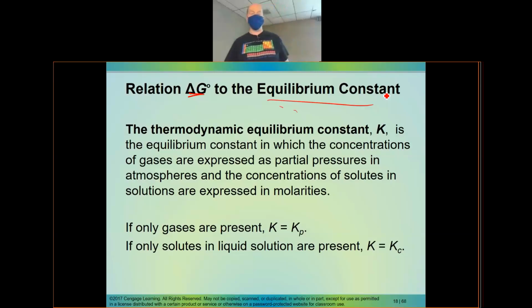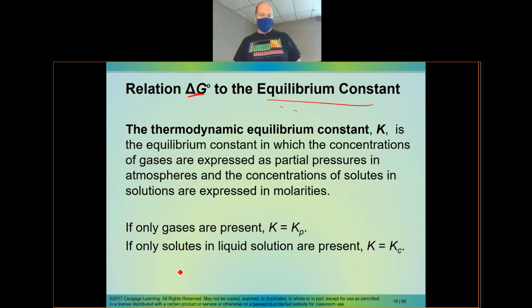All right, so here's where the equilibrium comes in. Your delta G is related to the equilibrium constant. I said if you have a spontaneous reaction, it's going to the right, you're going to have a lot of products, which means you're going to have a large K value. If you are non-spontaneous and all the reactants are staying there and you have very few products, you're going to have a very small K value.